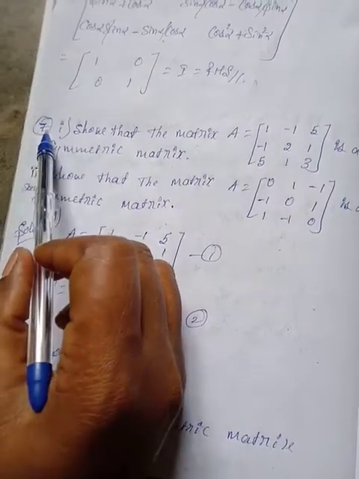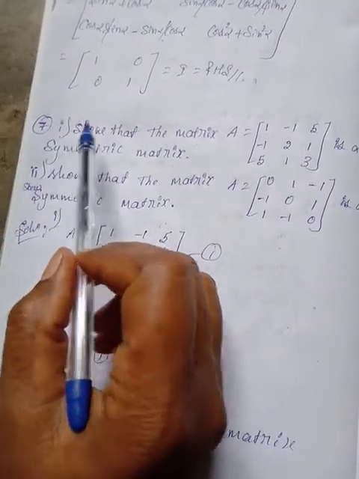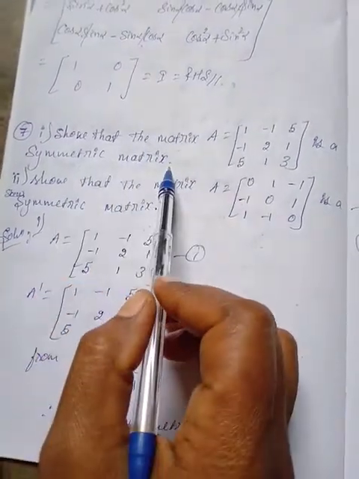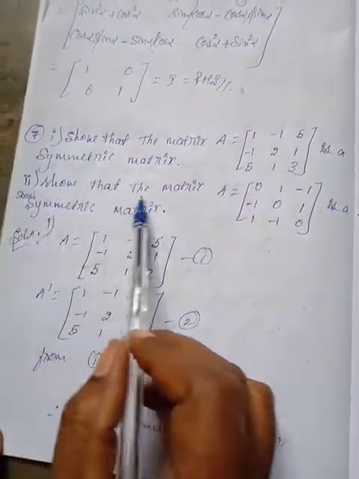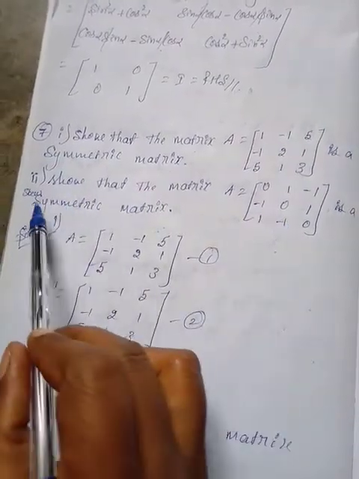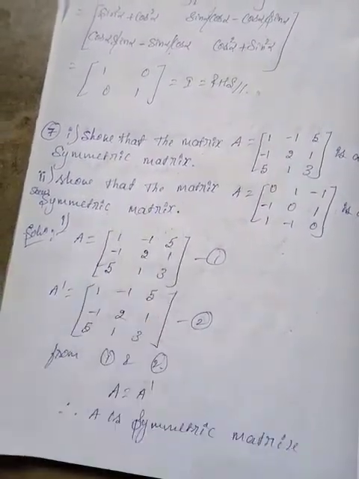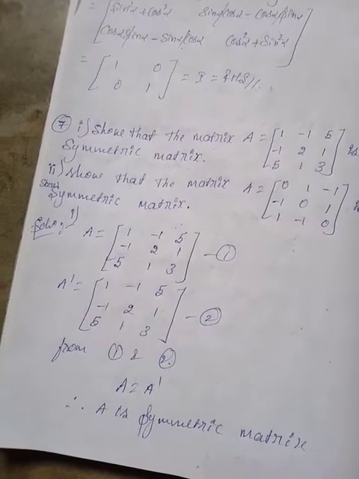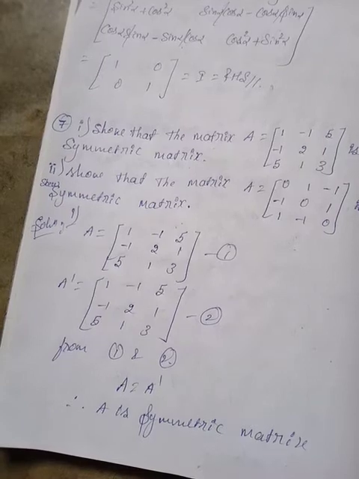Next one, seventh question. In that, the first sub question is: show that the matrix A is a symmetric matrix. The second sub question is: show that the given matrix is a skew symmetric matrix. The given two matrices, we need to prove here, are a symmetric matrix and a skew symmetric matrix.